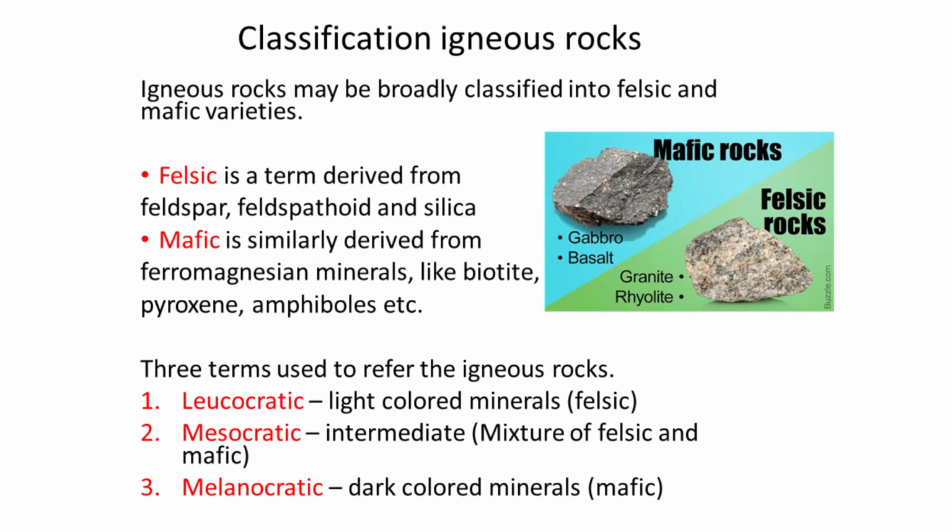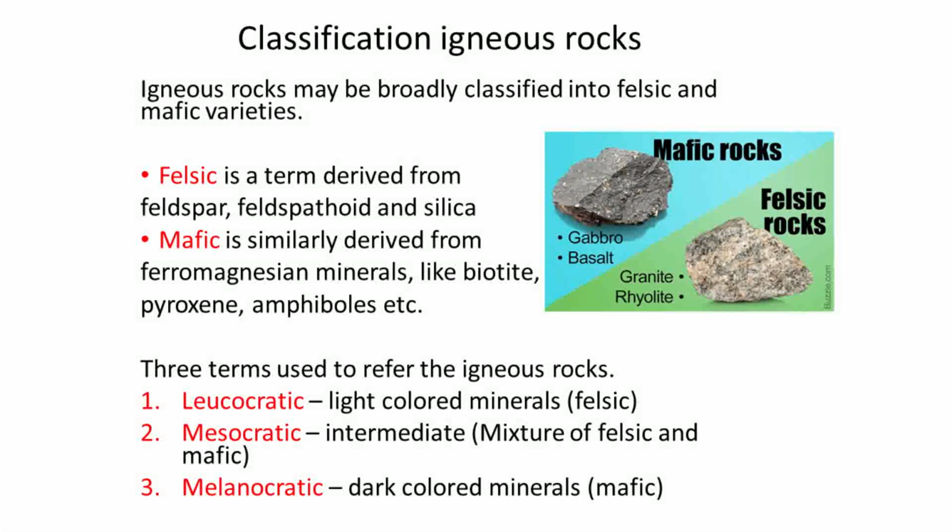Now we are going to discuss the classification of igneous rocks. The igneous rocks can be classified based on the color index as well as silica content. Igneous rocks may be broadly classified into felsic and mafic varieties. What is felsic rock? Felsic is a term derived from feldspar, feldspathoid and silica. Then mafic rocks. Mafic is similarly derived from ferromagnesian minerals like biotite, pyroxene, amphibole.